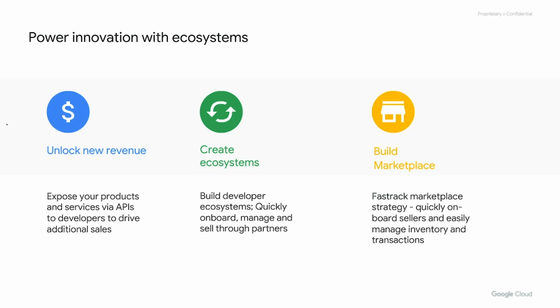Number two, creating developer ecosystems. When we talk about developers, we're talking about the ones developing applications to consume your APIs and your data and your capabilities as a retailer. So this is quickly onboarding, managing, and selling through additional channels, through partner channels, and through experiences and platforms built by other teams, perhaps even within your own organization. And third, fast-tracking marketplace strategies, so quickly onboarding new sellers as suppliers while easily managing inventory and transactions.